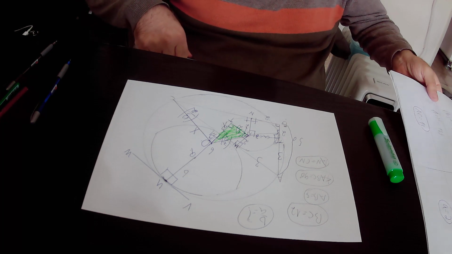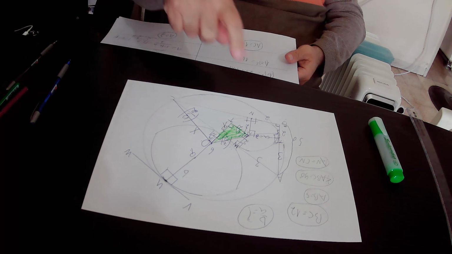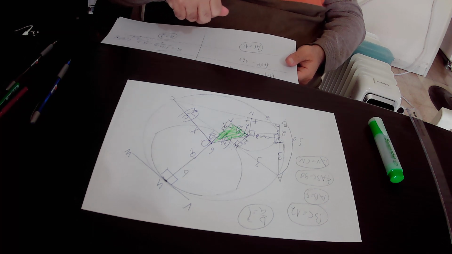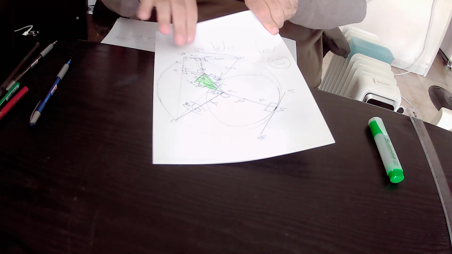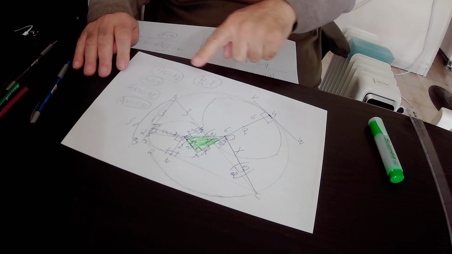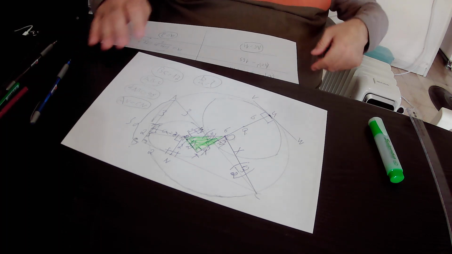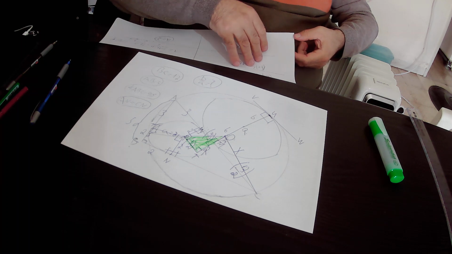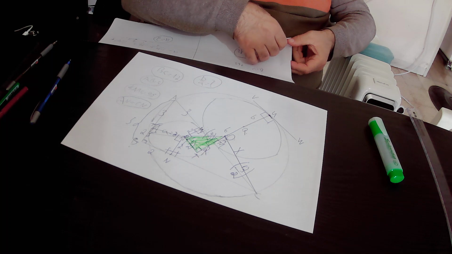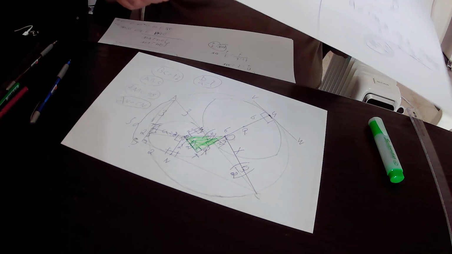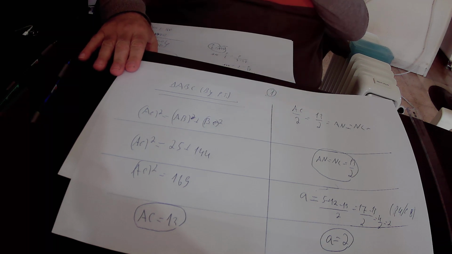So first of all, we implemented the Pythagoras theorem on the right triangle ABC. According to the Pythagoras theorem, in any right triangle, the square of the hypotenuse equals the sum of the squares of the perpendiculars. The hypotenuse is AC. Therefore, AC square equals AB square plus BC square. Repeat again. In the right triangle ABC, AC square equals AB square plus BC square.